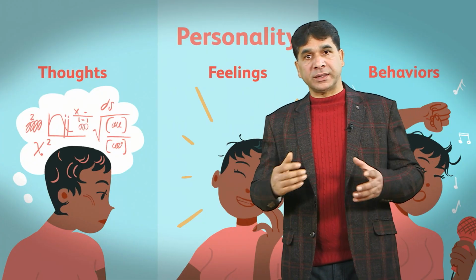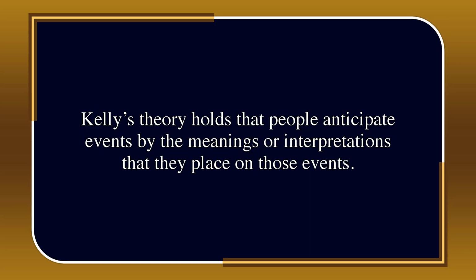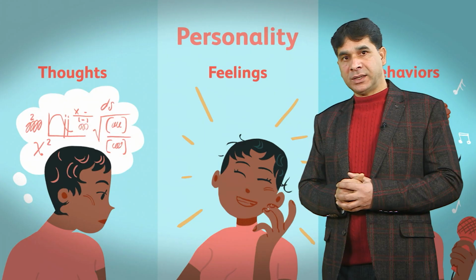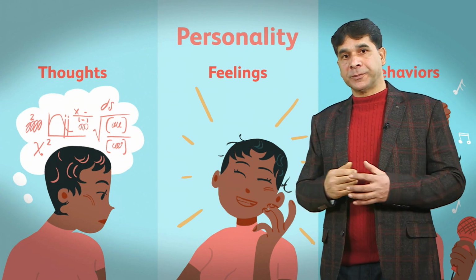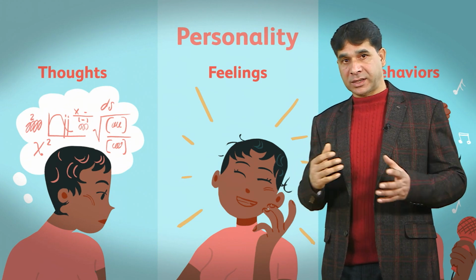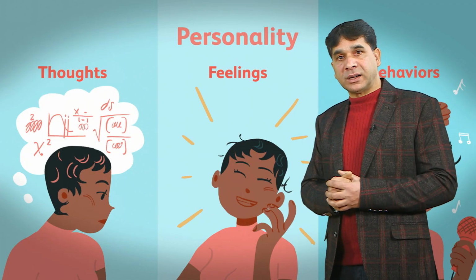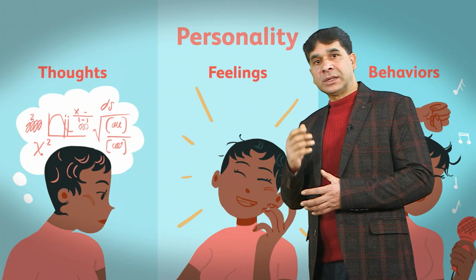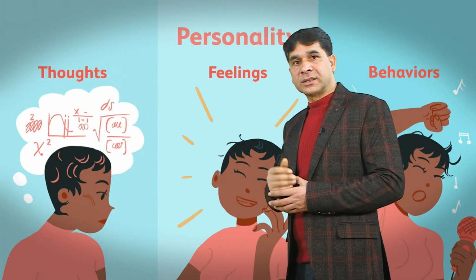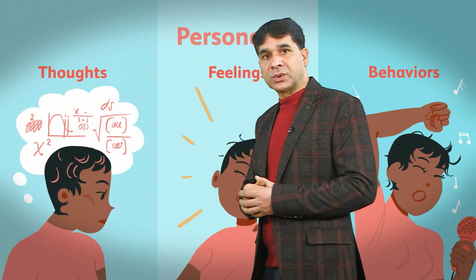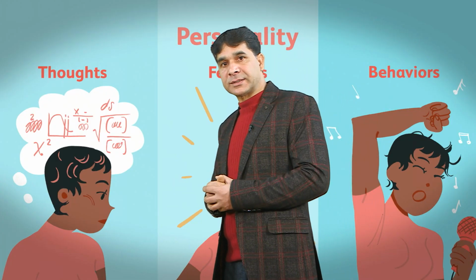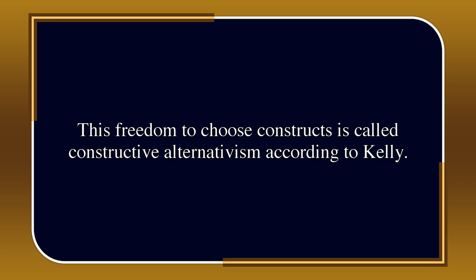different from other events. Kelly's theory holds that people anticipate events by the meanings or interpretations that they place on those events. He viewed these interpretations as personal constructs. According to him, all individuals are free to create whatever constructs they choose in their attempts to give meaning to their experiences. This freedom to choose constructs is called constructive alternativism, according to Kelly.